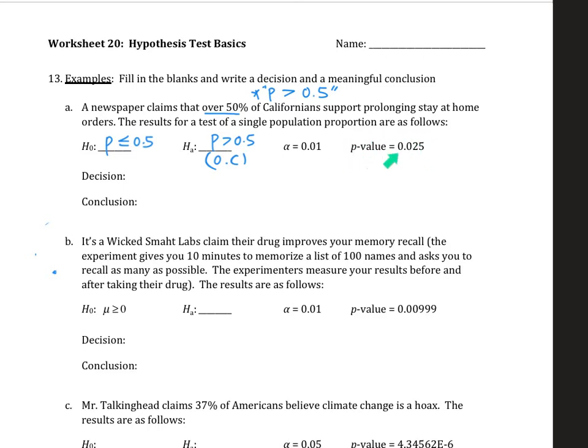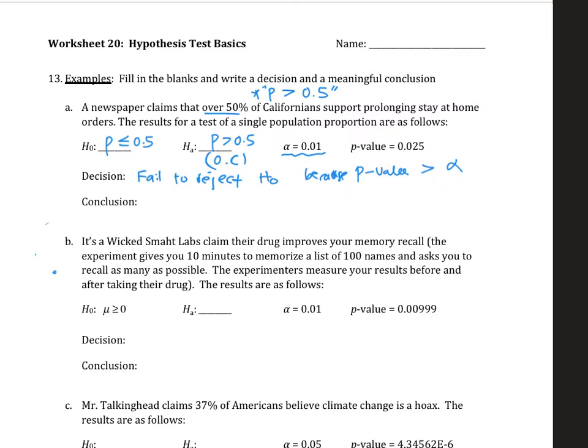So at first I thought, okay, that's a pretty small probability because it's basically 2.5%. However, the significance level here is 0.01, which is not 0.05. So basically what it says is anything less than 1% is small and anything bigger than 1% is not small. So I noticed that the p-value is bigger than alpha. So that means the p-value is not small, that means it's not unusual, that means I'm going to fail to reject the null hypothesis. So our decision is going to be fail to reject H naught because the p-value is bigger than alpha.